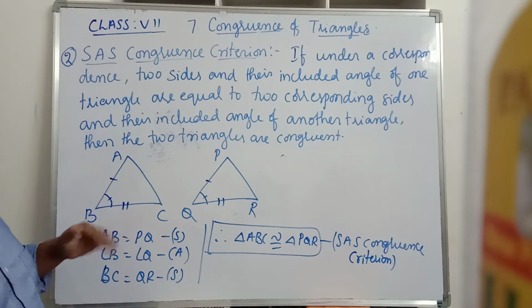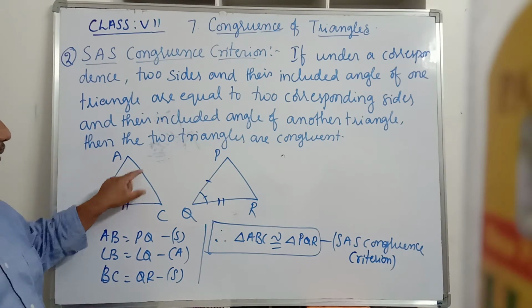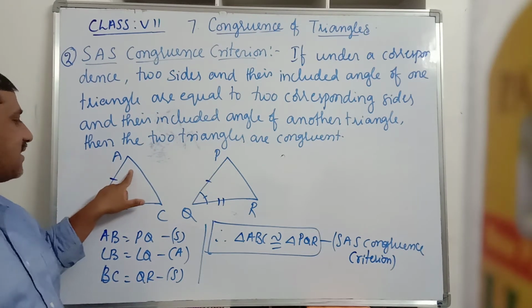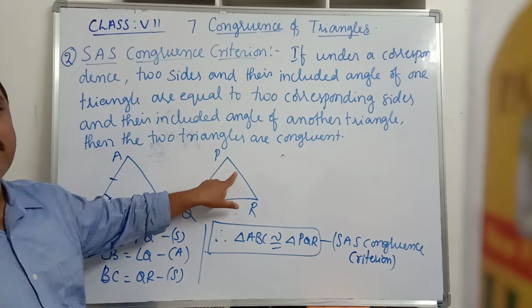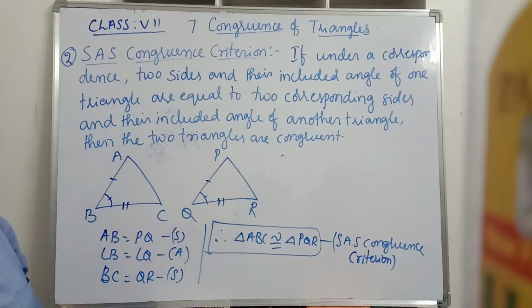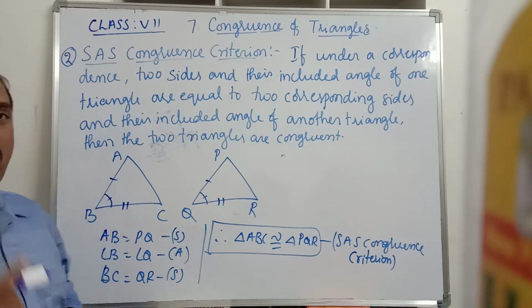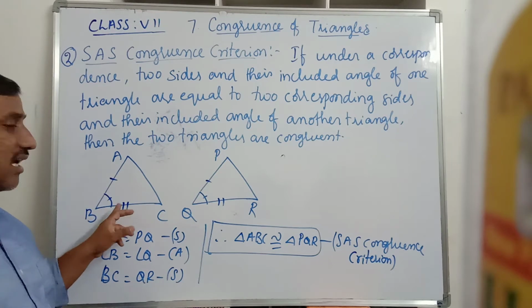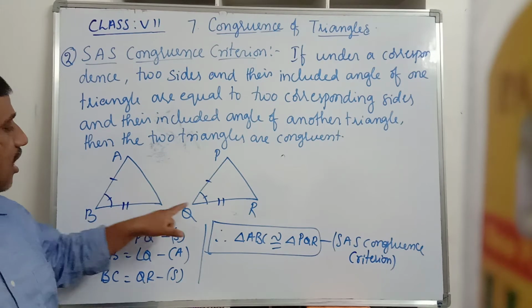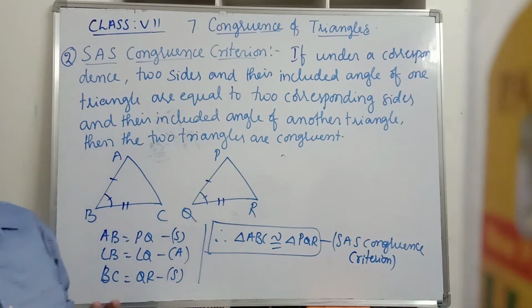We can also take any two sides, AB and AC, PQ and PR also we can take. If we take AB and AC, PQ and PR, then the included angle is angle A and angle P. Then by SAS congruency, the two triangles are congruent. Similarly, we can take the other two sides BC and AC, the included angle is C, and QR and PR, the included angle is R. Then we can say that the two triangles are congruent by the SAS congruency criterion.